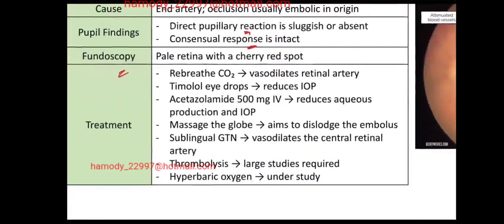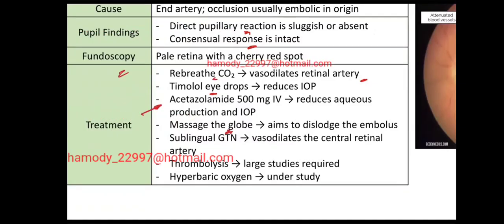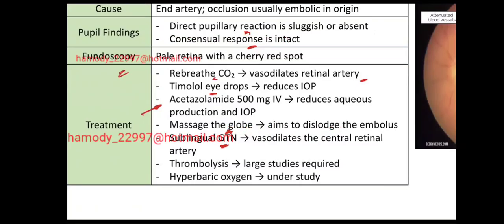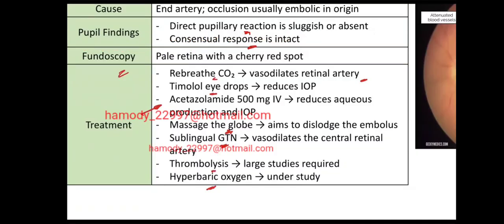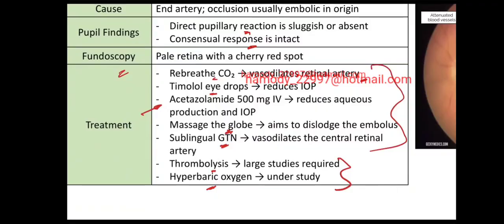There are various treatments which have been proposed, like rebreathing carbon dioxide, which can vasodilate the retinal artery. Timolol eye drops, which is a beta blocker, can reduce the IOP. You can reduce the intraocular pressure by reducing aqueous humor production using acetazolamide. Globe massage might dislodge the thrombus or dilate. Vasodilators like sublingual GTN can dilate and dislodge, thrombolysis, hyperbaric oxygen, various things. These two are not frequently used. Frequently, we use one of these methods. But remember that none of the methods have been proven to be effective till now.